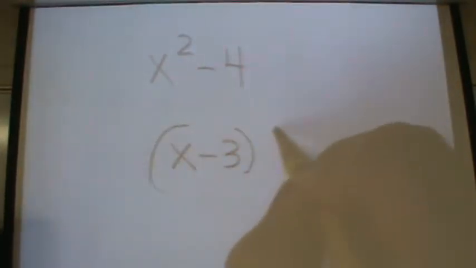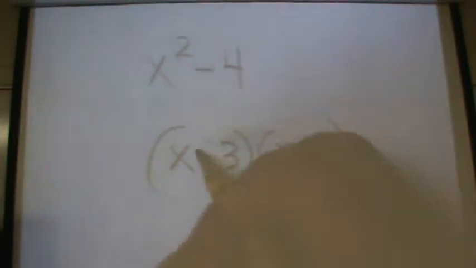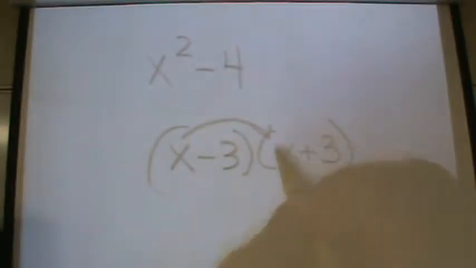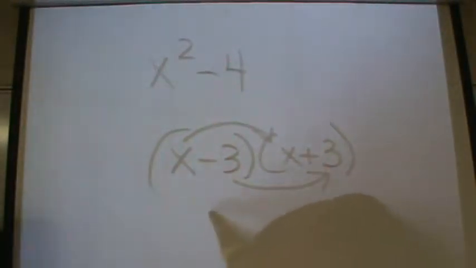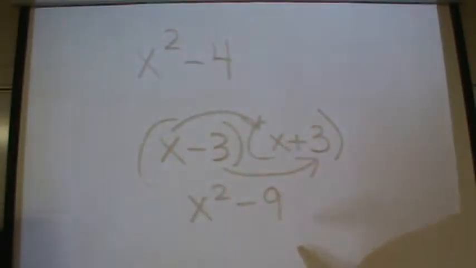Yep. So if I gave you x minus 3 times x plus 3, do I have to do first, outer, inner, last? No. All I really need to do is first and last. Why? Because the middle two cancel out.